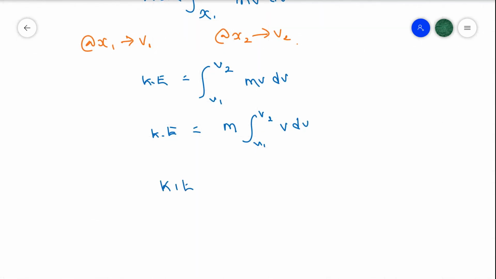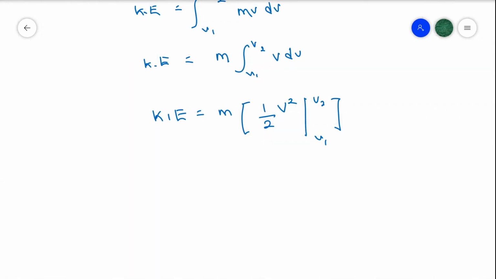Integral of v is nothing but half v squared, the limits being v1 to v2. Substitute the limits in. Kinetic energy is equal to m times half v2 squared minus half v1 squared.